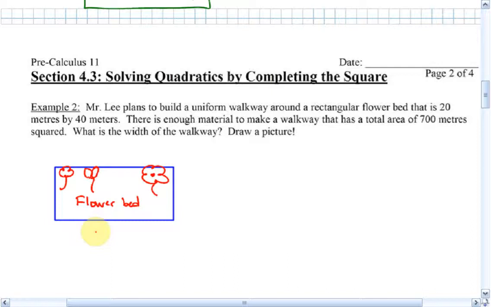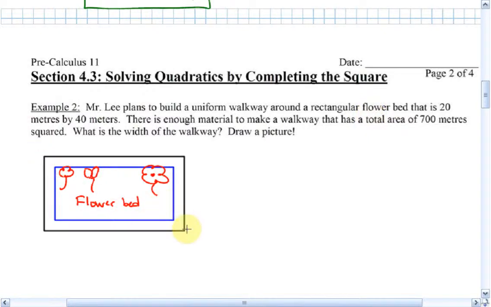Okay, now, what's going on here? I want to build what they call a uniform walkway around the garden. So really what I'm saying is I want to build some sort of rectangular uniform walkway around it, so people can actually admire my flower garden and be impressed with my green thumb.